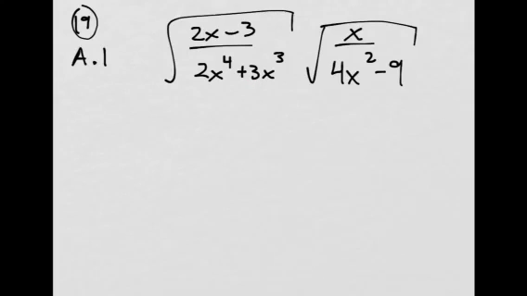Anything else? I mean, it says simplify, so factoring, hopefully stuff will cancel. There is a difference of squares. This part is a difference of squares. We can factor that. Anything else that anybody notices? Did I copy this down right?